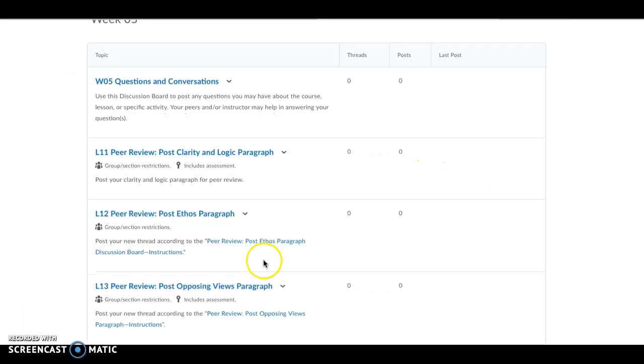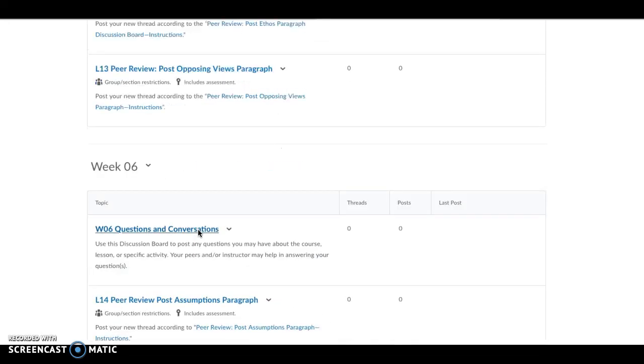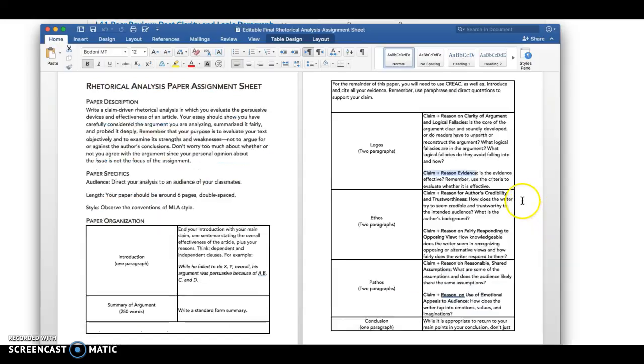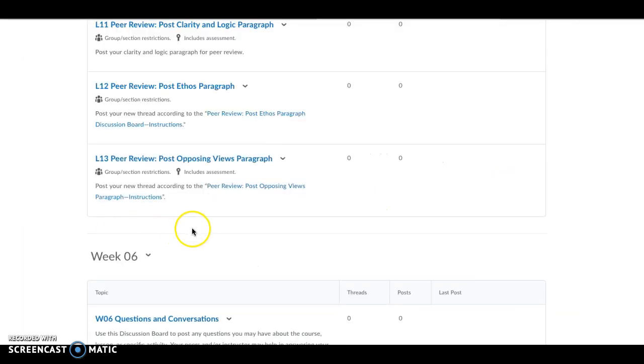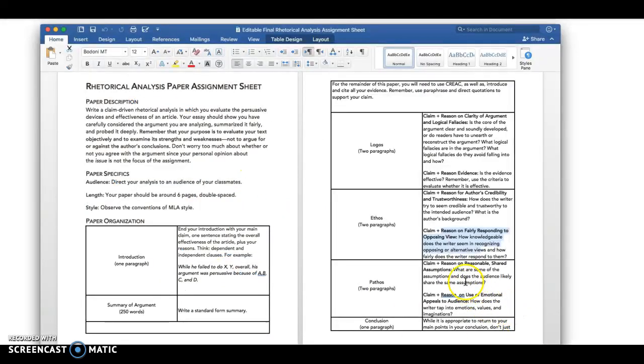So then looking again, you're going to write ethos. So ethos is all about the author's credibility and opposing views. And that's going to be here, you see, right? Credibility and how they respond to opposing views. So those are your ethos paragraphs. And then in week 6, you're going to talk about assumptions and emotions, which are your pathos paragraphs. See here? So assumptions and emotions.